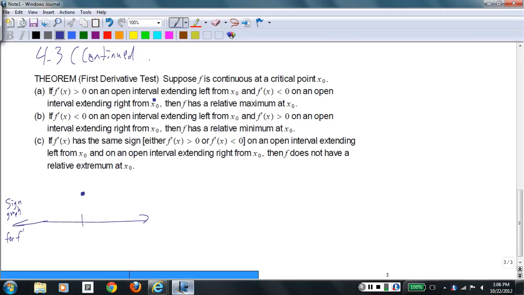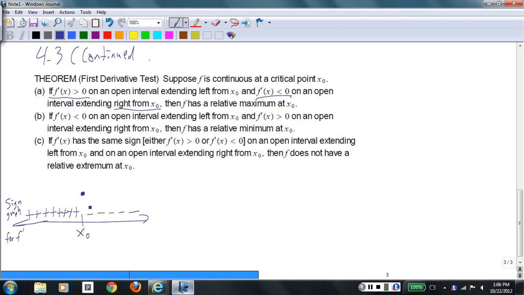On an open interval extending left from x sub 0, f prime is positive. So pluses right here. F prime is positive on that interval. And on an interval extending right from x sub 0, f prime is negative. So to the right, it's negative. Here is x sub 0, and that is a critical point, meaning that either f prime is undefined or f prime is equal to 0 right there. Maybe we have a horizontal tangent line. The pictures I draw may imply that f prime is equal to 0, but it could be a point of non-differentiability.